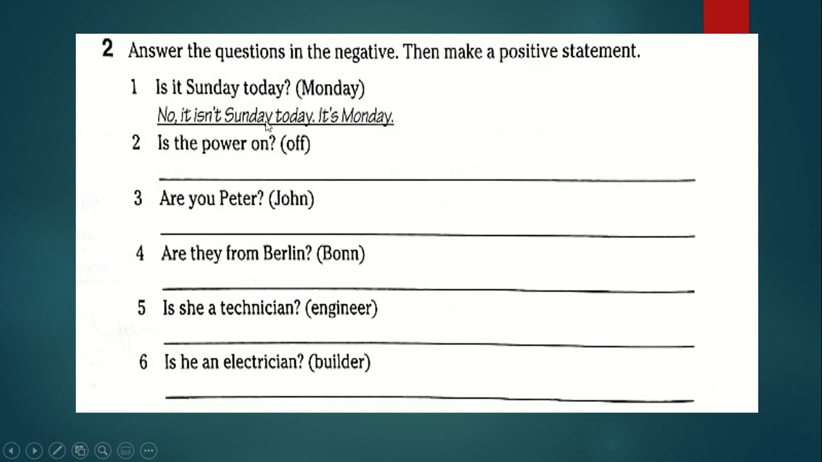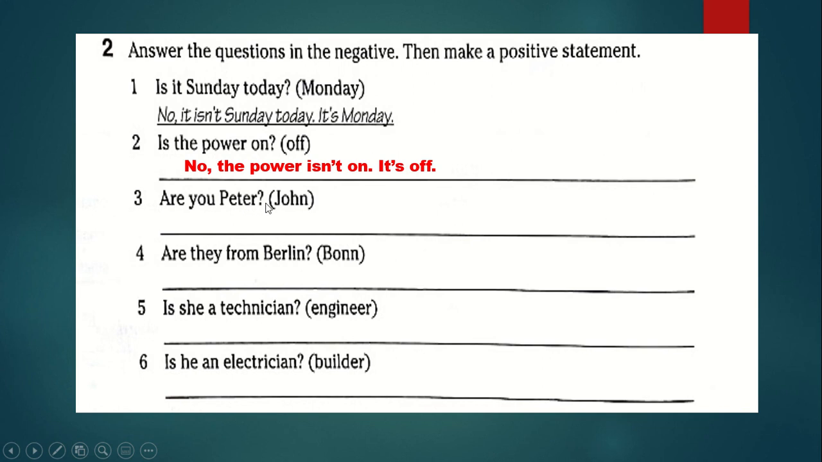So this is the answer with no. And then you make a true statement, a true sentence. It's Monday. Let's do number 2 together. Is the power on? You should say no. No, the power isn't on. So what's then? It's off. It's off. Good. Now, let's read these sentences before I give you some time to answer them.